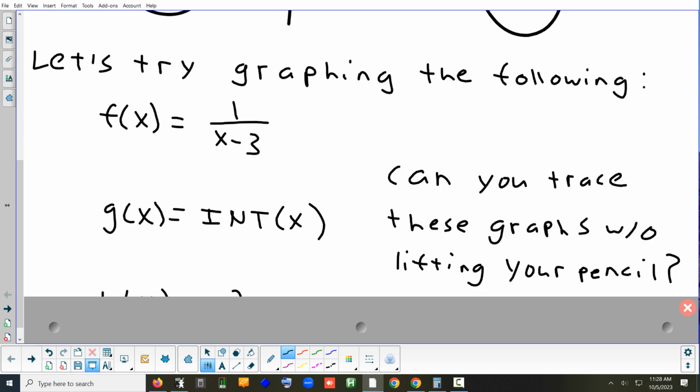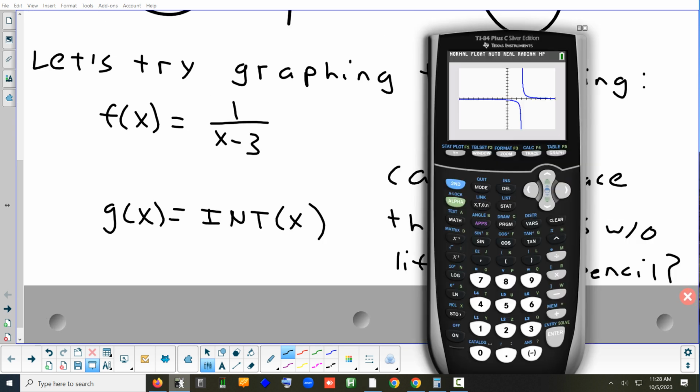You said that break was called discontinuous? I'll be more specific with what the break is called, but yeah, it's called a discontinuity. But I'm going to write that down.